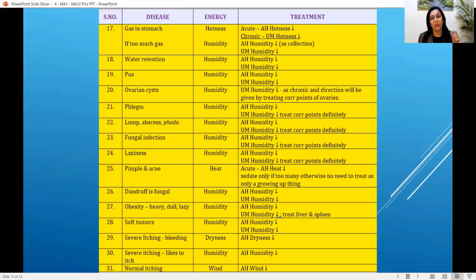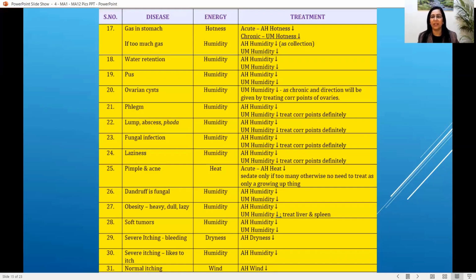Tumors are again humidity energy, so our humidity energy has to be sedated in this. Then severe itching. Severe itching is caused when a person is itching himself to the extent that you start bleeding. In that case, you have to sedate dryness energy. But when the itching is such that you just like to itch, if something is itching and you are liking it, it's not hurting or anything, then it is humidity, and humidity energy has to be sedated.